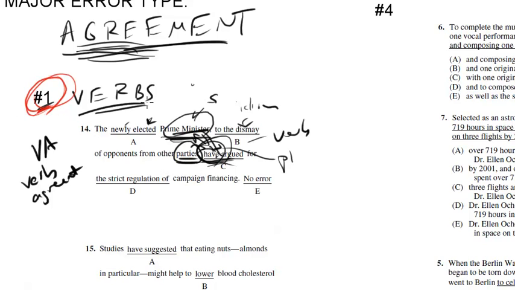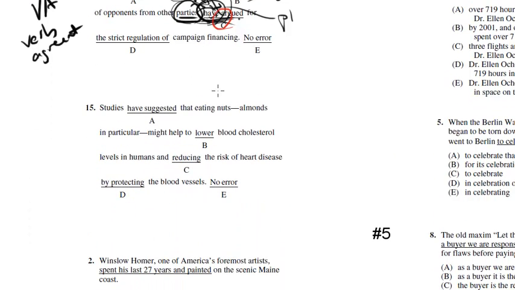So actually, it should be the newly elected Prime Minister has argued. So the answer here is C. They put a bunch of junk in between these two, and they'll end that junk with a noun that matches that verb. So when we see verbs, we always have to make sure that this verb goes with this noun, not with this noun, and therefore should be conjugated correctly. So the answer here is C. Let's move on to 5.